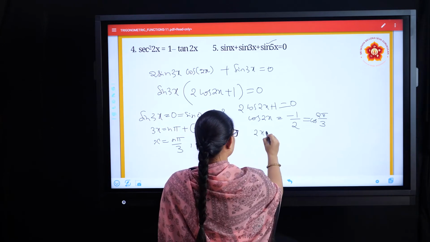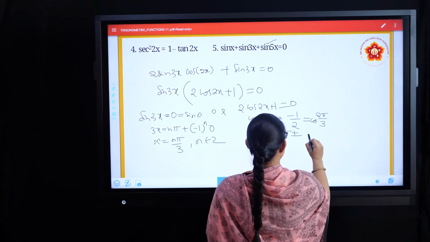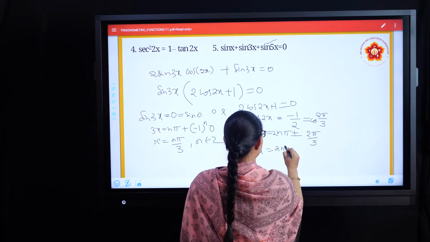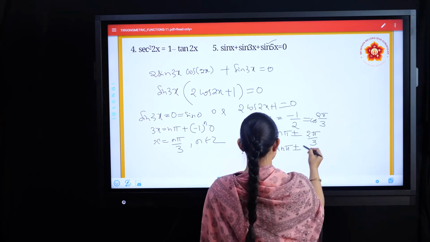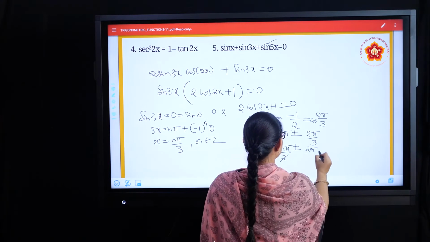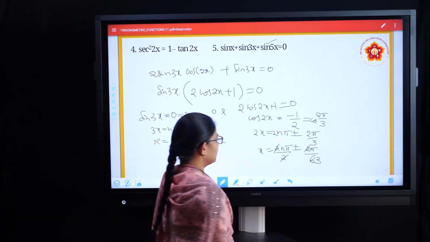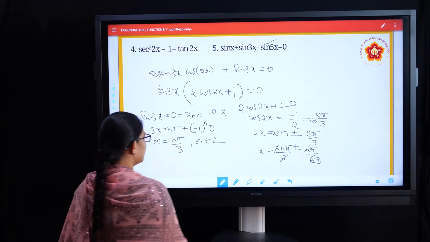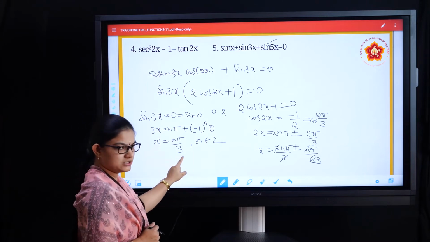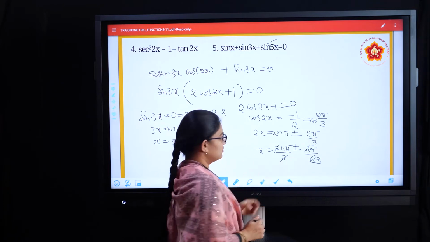So cos 2x is equal to cos 2 pi by 3. So we can write 2x is equal to 2n pi plus or minus y. Y is 2 pi by 3, or x you can write it as 2n pi by 2, that is n pi, plus or minus 2 pi by 3 into 2, that is 6, or you can say it is pi by 3. So therefore the general solution of this particular equation is x is equal to n pi by 3, or x is equal to n pi plus or minus pi by 3.